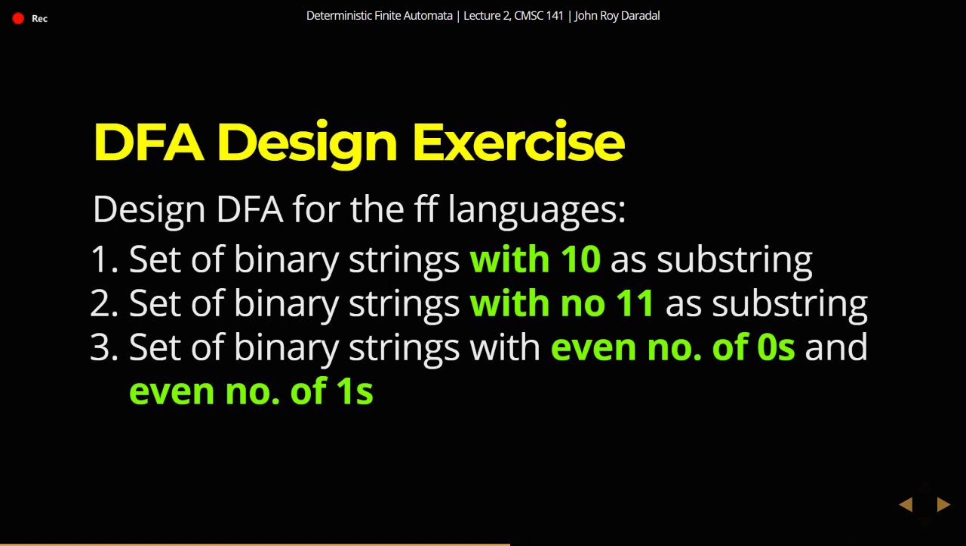So let's see some more examples of designing DFAs. We'll have 3 examples here. Set of binary strings with 1,0 as substring, set of binary strings with no 1,1 as substring, and set of binary strings with even number of zeros and ones. So both even. Let's take a look at each one.